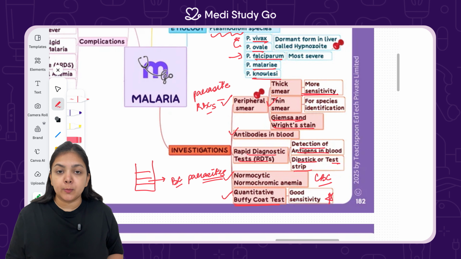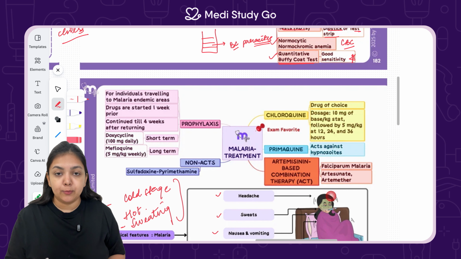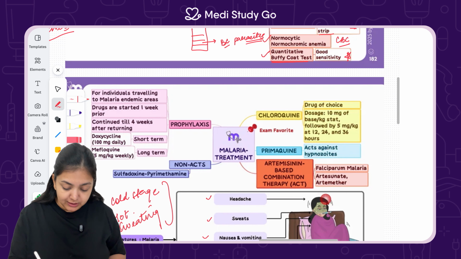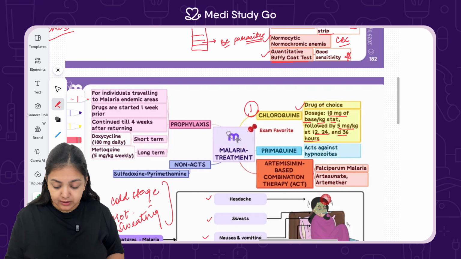And once that is done and a diagnosis is formed, we need to treat the patient. So the treatment mostly depends on the type of species which is involved, because some species are resistant to some specific drugs. Once the species is known and the drug has been checked for resistance, a specific drug can be given for the treatment. So the drug of choice in case of malaria is chloroquine, which is given in a dose of 10 mg of base per kg stat. That is, 10 mg is given immediately, followed by 5 mg per kg at 12 hours, 24 hours and 36 hours. So this is going to rapidly decrease the load of the parasite in the body and decrease the fever which is going to be coming again and again.